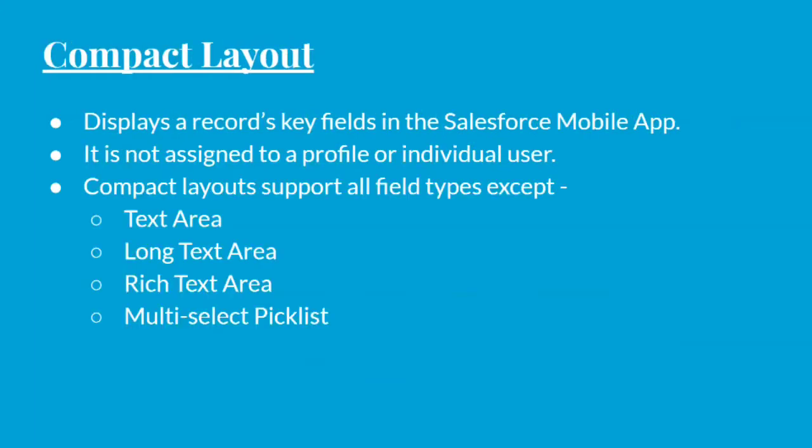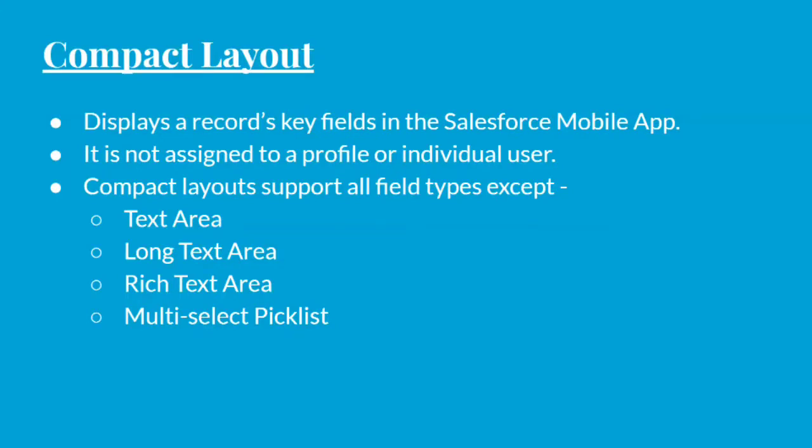Then you have something called compact layout. So what is compact layout? It displays a record's key fields in the Salesforce mobile app. Whenever you open your Salesforce mobile app for any particular record, you want to see some specific fields, and that too in your preference. Like you want to see the account name first, then which industry it belongs to. All those kinds of key fields can be displayed in the Salesforce mobile app using compact layout. You can design your own compact layout based on the needs of the organization, and only those fields will be visible on your Salesforce mobile app.